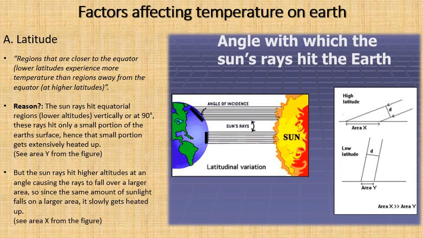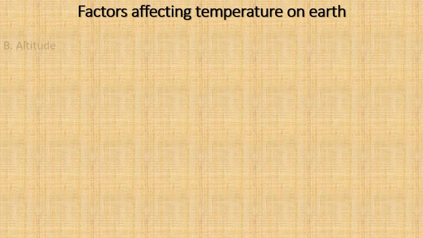But the sun rays that hit higher latitudes fall at an angle. So when it falls at an angle, just like area X, it falls at a larger area and it only gets slowly heated up. So this is reason number one, or factor number one, which affects the temperature. What about factor number two?